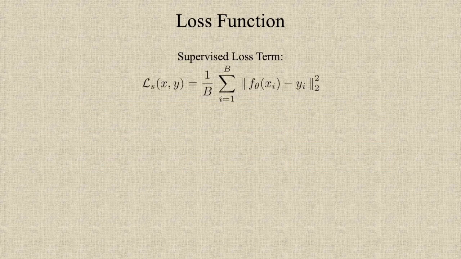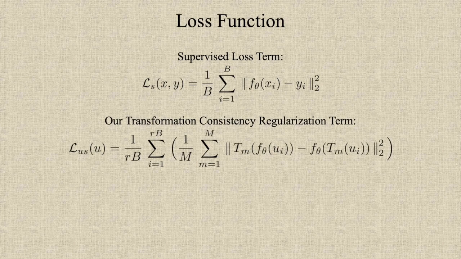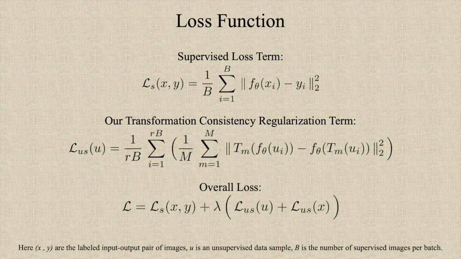The loss function used for training our method consists of two parts. Firstly, we have the conventional supervised loss term. Here x and y are the input and output pair, and b is the number of supervised images per batch. Additionally, we have the transformation consistency regularization loss term, which is applied over the unsupervised data, denoted by U in this equation. Here R is the ratio of the number of unsupervised images to the supervised images in a batch while training. The overall loss is the weighted combination of the supervised loss term and our proposed term. It is to be noted that our transformation consistency loss term can be applied over supervised data as well without making use of the ground truth label y.